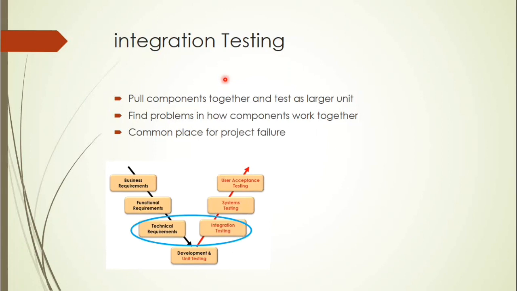So when we combine different components together, we test to ensure that after integration they are working fine or not. And this is the phase where we find as many bugs and defects as possible, because here the larger unit of components is under test. So this is the phase where we can find as many bugs as are present in our software. And that's the reason that if this type of testing is not done, it is the main reason for project failure.